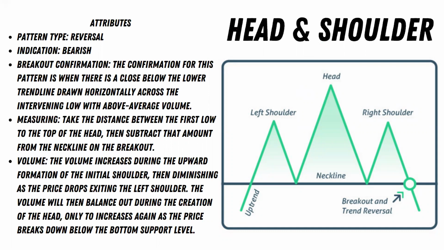When it comes to measuring, you're going to take the distance between the first low to the top of the head, then subtract that amount from the neckline on the breakout. The volume increases during the upward formation of the initial shoulder, then diminishes as the price drops, exiting the left shoulder. The volume will then balance out during the creation of the head, only to increase again as the price breaks down below the bottom support level.